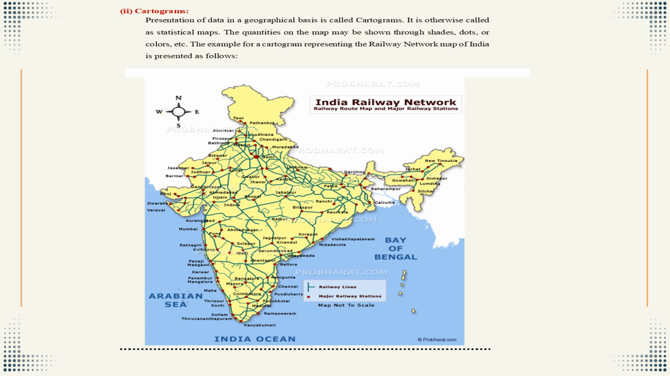Next one is cartogram. Presentation of data on a geographical basis is called cartogram. It is otherwise called statistical maps. The quantities on the map may be shown through shades, dots or colors, etc. The example for a cartogram representing the railway network map of India is presented here, Indian Railway Network.